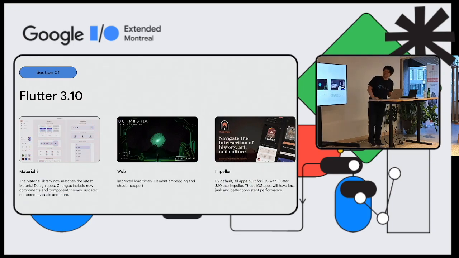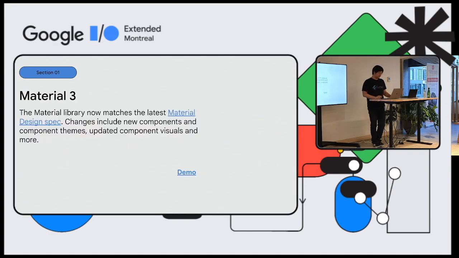So what's actually new in Flutter is Flutter 3.10. I find that there are three important announcements: one is Material 3, then the web, and then Impeller. I'm going to talk about them one by one. So Material 3, I think everyone knows about Material 3. It's a design system introduced by Google.